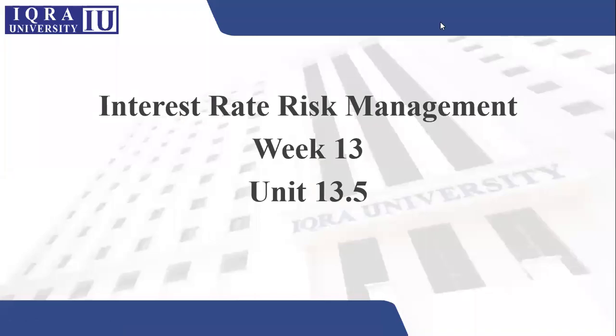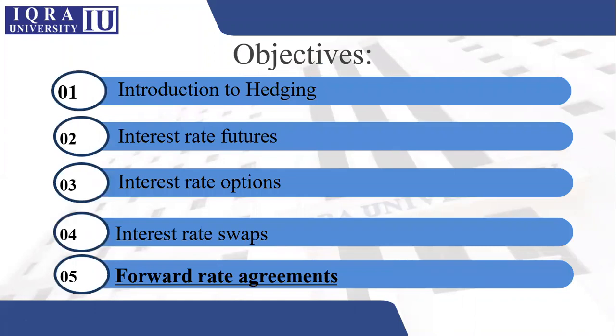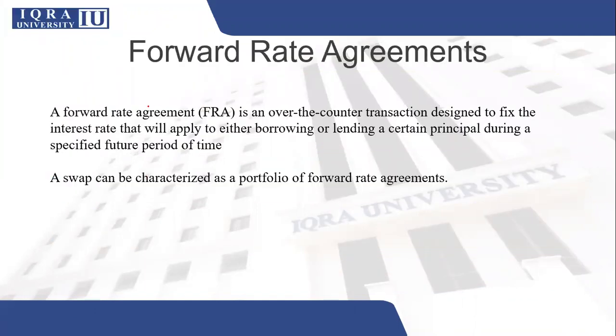Okay, so the last unit in interest rate risk management is forward rate agreement. A forward rate agreement is also an over-the-counter transaction designed to fix the interest rate that will apply to either borrowing or lending at a certain principal during a specified period of time. So you're trying to fix the interest rate that will apply to either borrowing or lending on a certain principal and for a certain period of time.